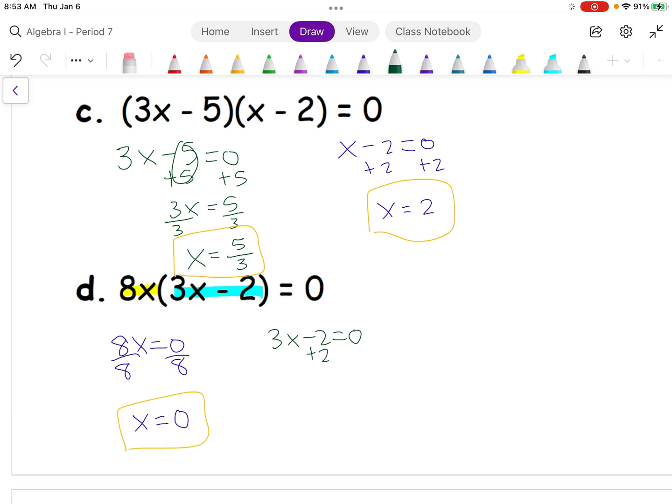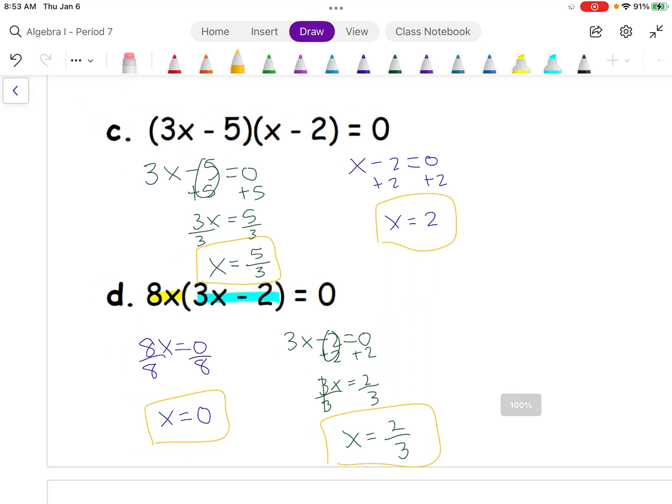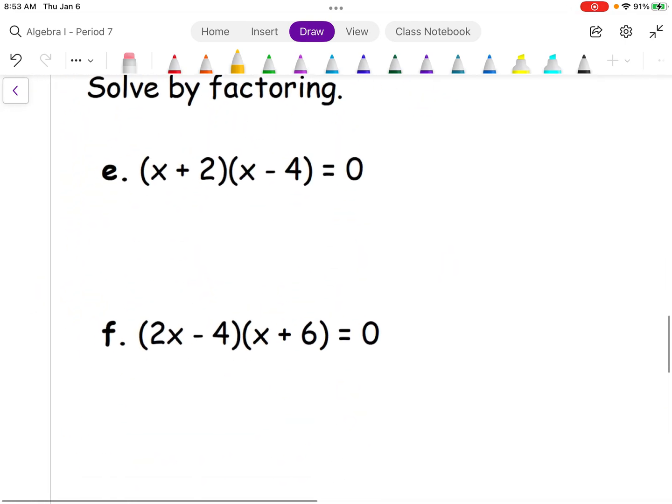And then we could add 2 on both sides. We'll get 3x equals 2. So then when we divide by 3, we see that 2/3 is the other x value that would make this equation true. Let's just do a couple more examples here.